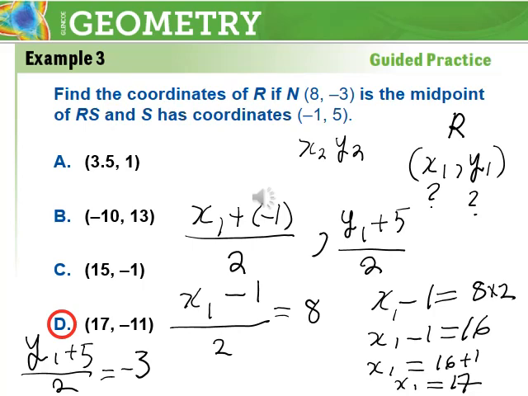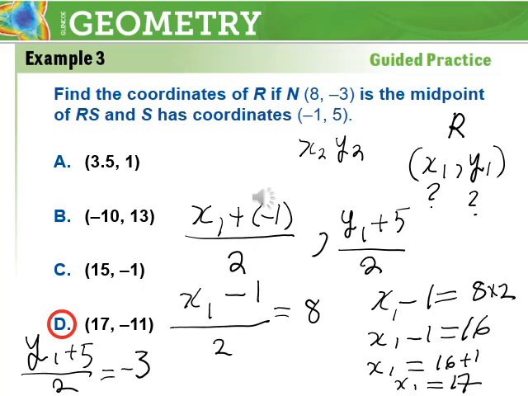So let's set up two equations. The first equation is to get the x coordinate of the midpoint. So x1 plus x2, which is -1, over 2 is equal to the x coordinate of the midpoint, which is 8. The second equation: y1 plus 5, which is y2, over 2 equals -3, which is the y coordinate of the midpoint. Then it's time to solve for x1 and y1. In the first equation, x1 minus 1 equals 8 times 2. So x1 minus 1 equals 16. Then x1 equals 16 plus 1. So x1 equals 17. Now we have solved for the x coordinate of the missing point.